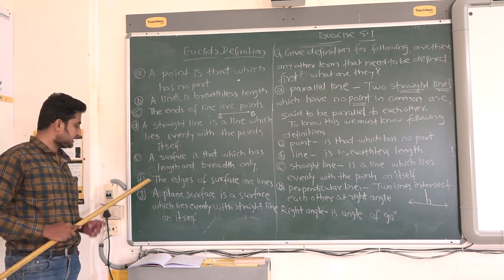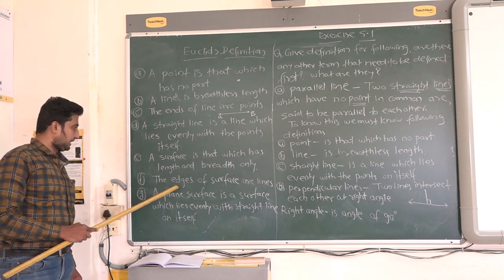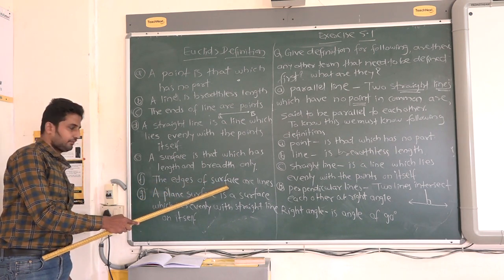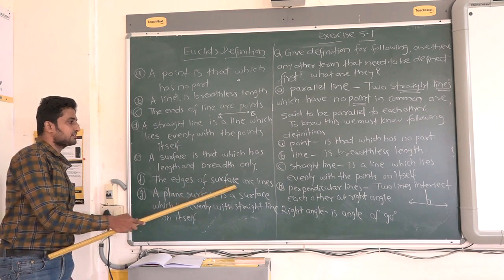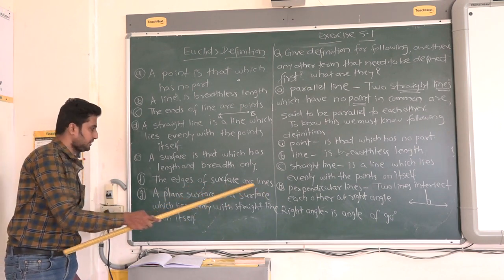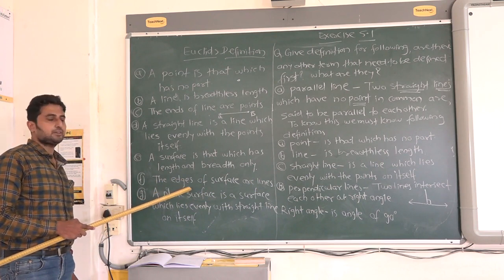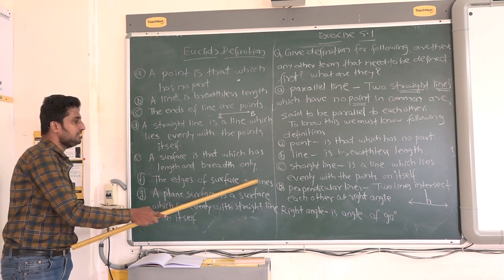So the next definition is edges. The edges of a surface. The edges of a surface are lines. Okay. The next definition is edges. We find edges in every surface, and those edges are known as lines.